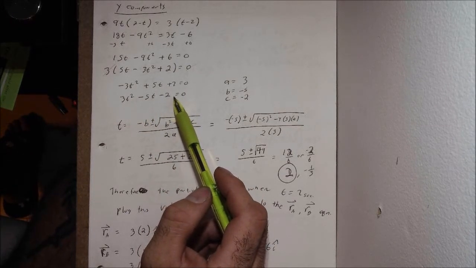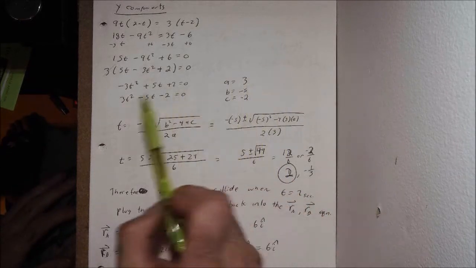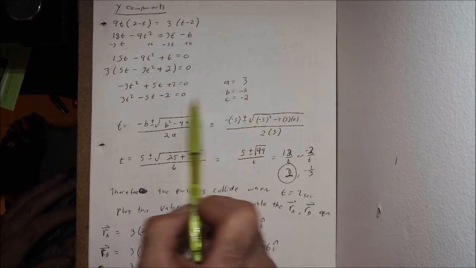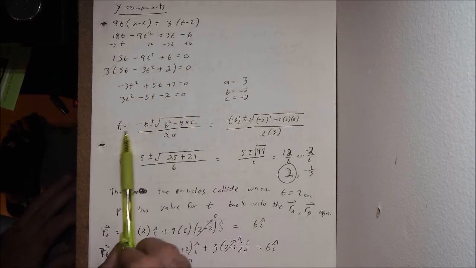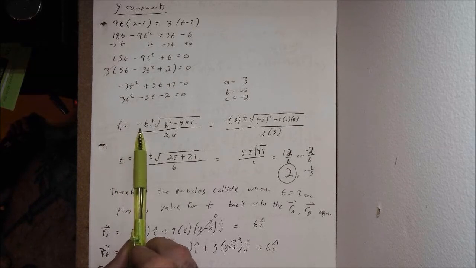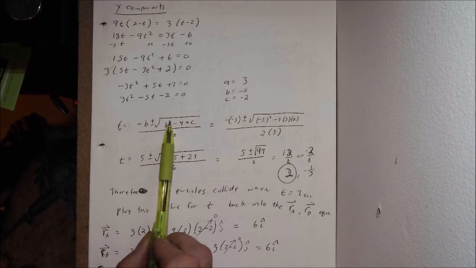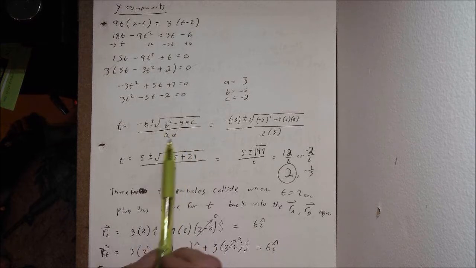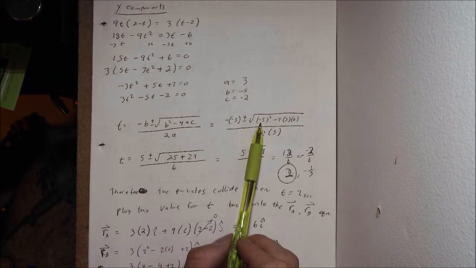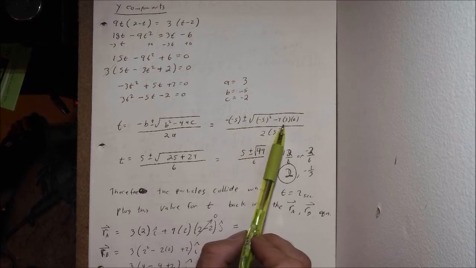So again, I can use the quadratic formula, where my a is 3, my b is negative 5, and my c is negative 2. I go back to the general form for the quadratic equation: t is equal to negative b plus or minus the square root of b squared minus 4ac, all over 2a. I plug in my values. My b is negative 5, putting in my negative 5 there. I have my other values I can plug in here.